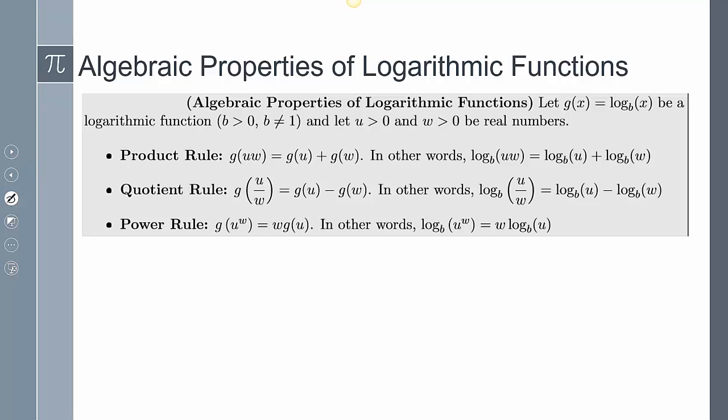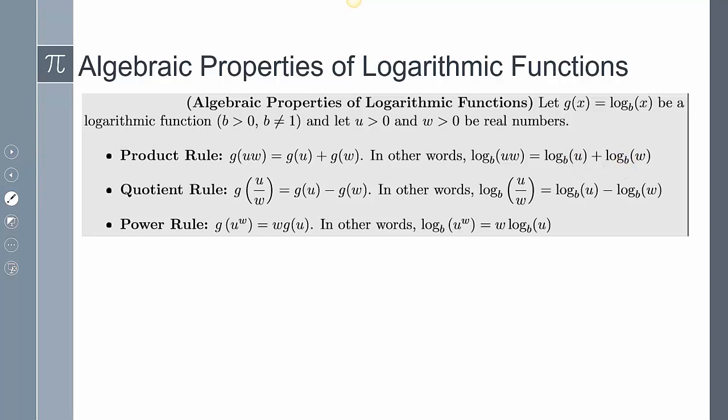Now, logarithms have special rules in the way that we can expand and combine them together. So the product rule, according to it, if I have a function, say function g, we're going to define that g of x as log base b of x. And if I have function g and I'm multiplying two things inside of it, algebraically speaking, I'm allowed to break it into two separate functions with input u and input w.